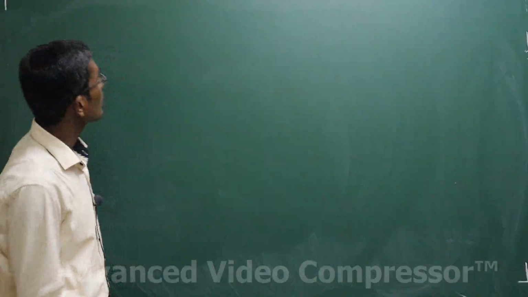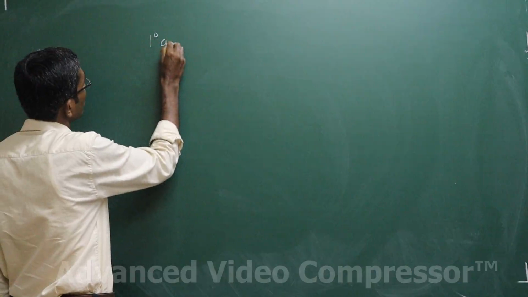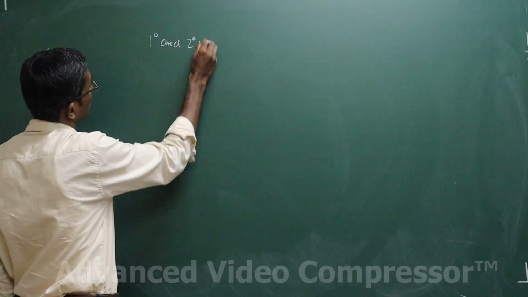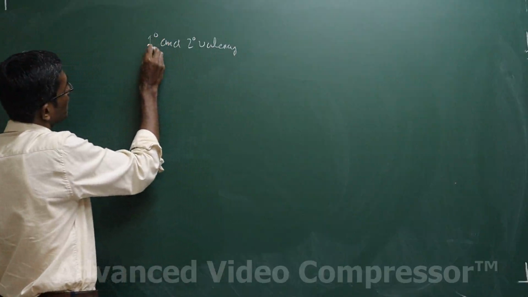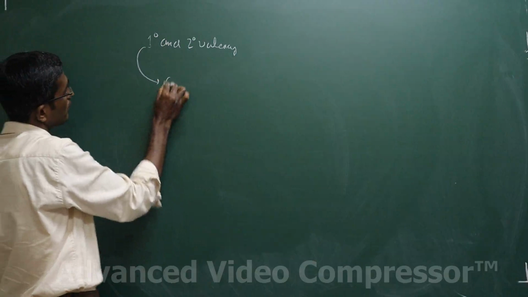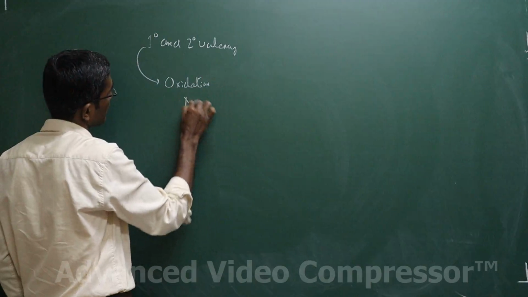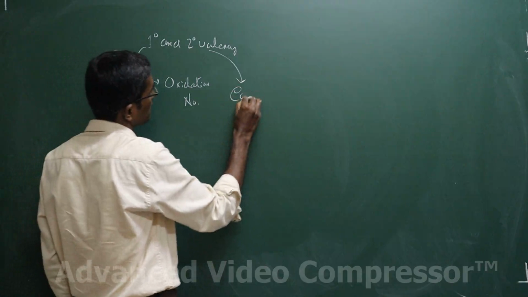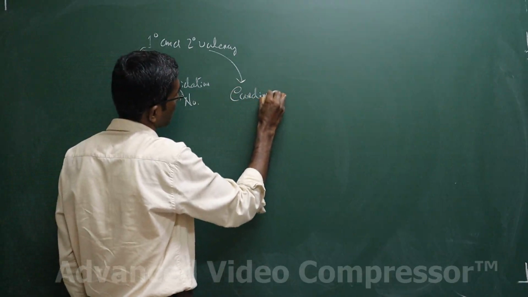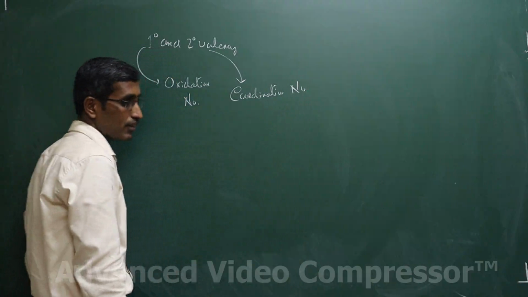So there is something called primary and secondary valency in coordination complexes. Primary valency is nothing but it is connected to the oxidation number, and secondary valency is the coordination number. Right, that's it. Very simple one.